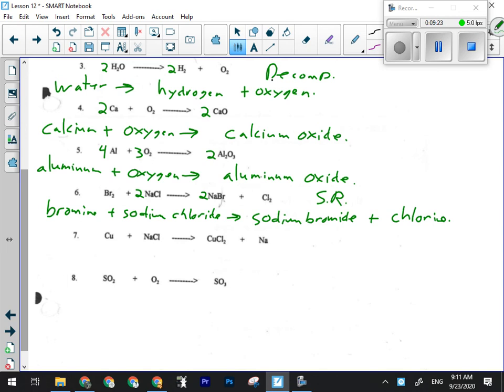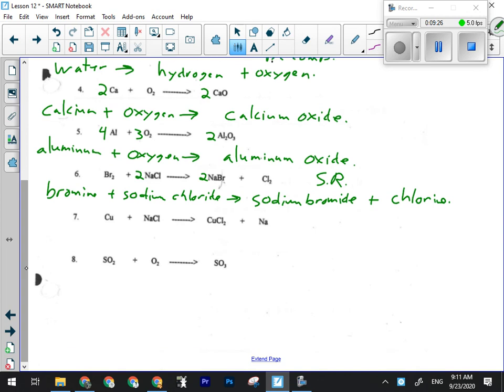That's kind of what I thought it would look like. Okay, for number 7, I've got copper. Does copper need a Roman numeral? Only when it's in a compound. Okay? It doesn't have a charge as an element, so I don't put a Roman numeral on it right now.